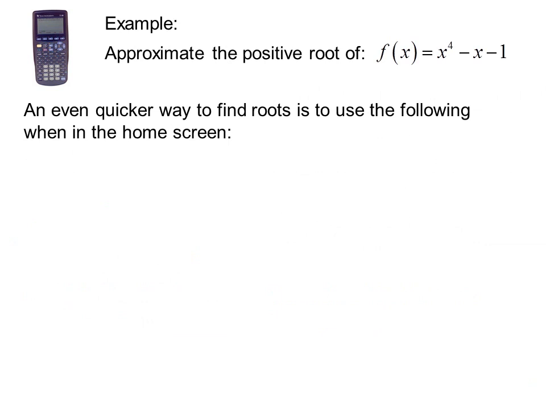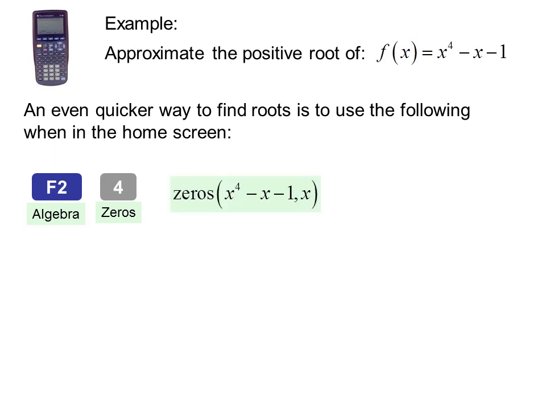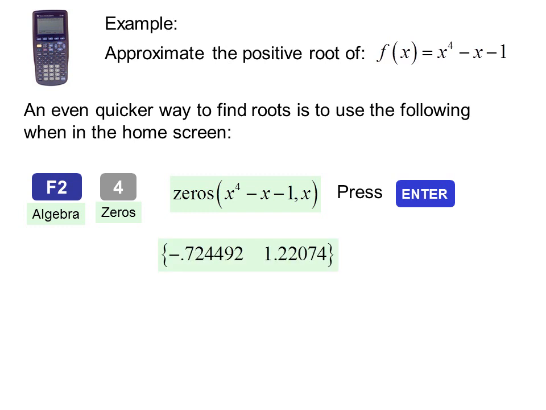An even quicker way to find roots is to use the following when in the home screen. F2 algebra, 4 zeros, and we enter this command, zeros, x to the fourth minus x minus 1, comma x. Press enter, and the calculator just tells us the roots.